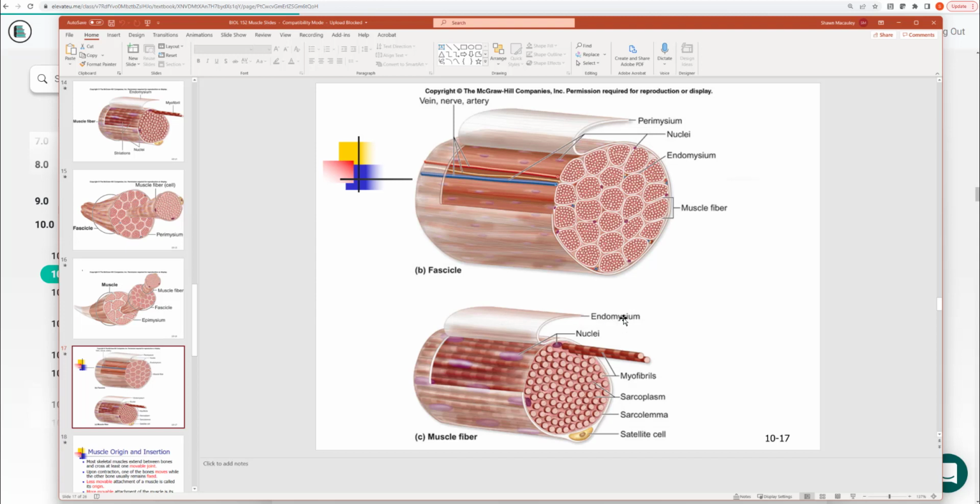A few things. One, the endomysium is labeled as the connective tissue layer around the cell itself. And then those myofibrils are sticking out here. It also lists sarcoplasm. Again, that's the cytoplasm of a muscle cell. And it also says sarcolemma, which is the outside layer, the cell membrane of a muscle cell. And then finally, that satellite cell is labeled in this picture. Satellite cells are the stem cells that can help to regenerate damaged skeletal muscle tissue.